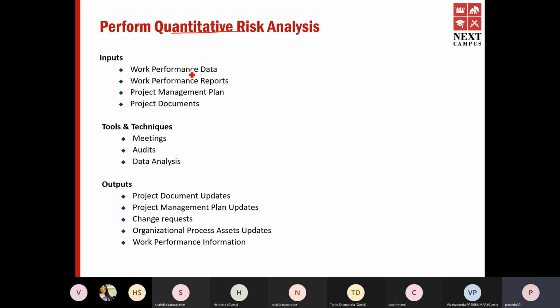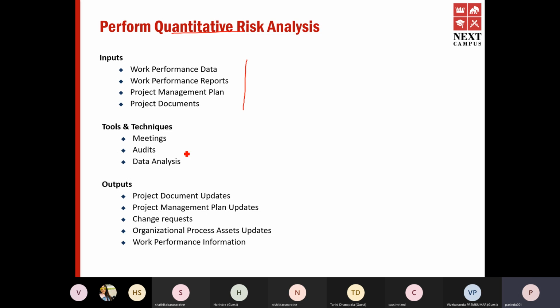You have work performance data, work performance reports, project management plan and project documents as inputs. You have meetings, audits, and data analysis as tools and techniques. You do audits to see the effectiveness of the responses you implemented. It's a part of your monitoring activity.